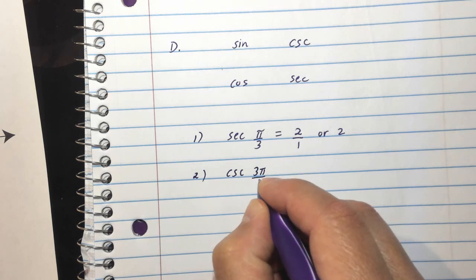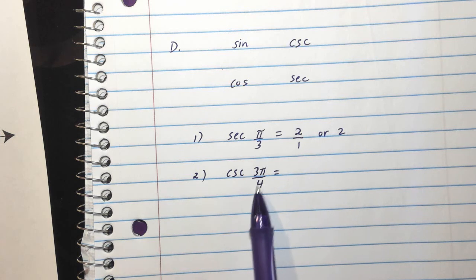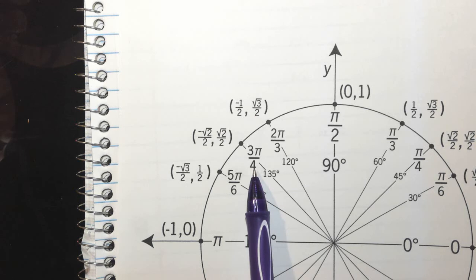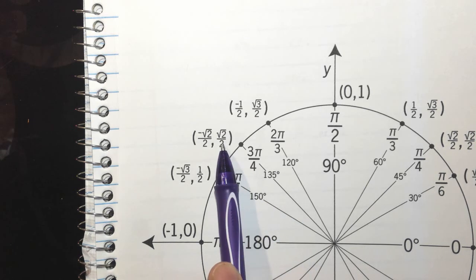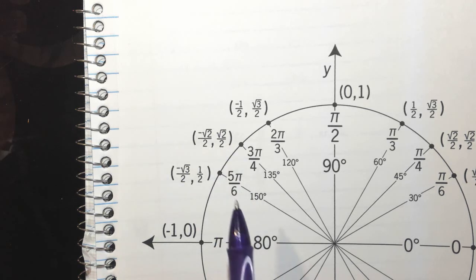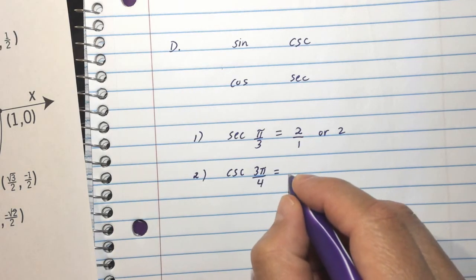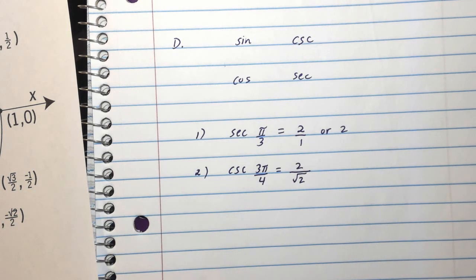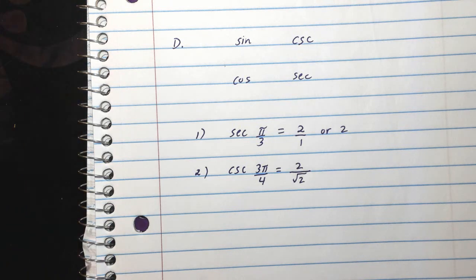Cosecant. Let's do cosecant of 3 pi fourths. So you go to 3 pi fourths on the unit circle. Cosecant is the reciprocal of sine. Sine is the y value. So you just take this fraction and flip it upside down. So instead of radical 2 over 2, it is 2 over radical 2. And again, don't even have to worry about rationalizing the denominator. And there you go.